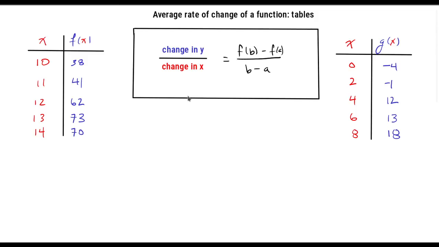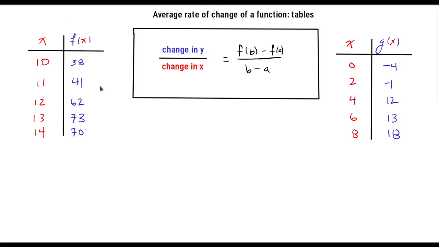The average rate of change of a function over an interval is the change in the y values, or the change in the f of x values, divided by the change in x. So we can compute it using this formula here, f of b minus f of a divided by b minus a. That's the average rate of change from a to b.